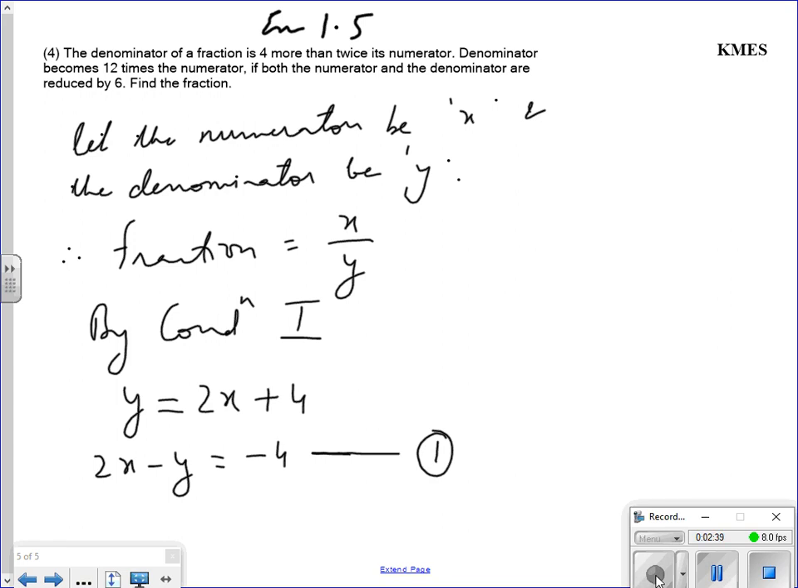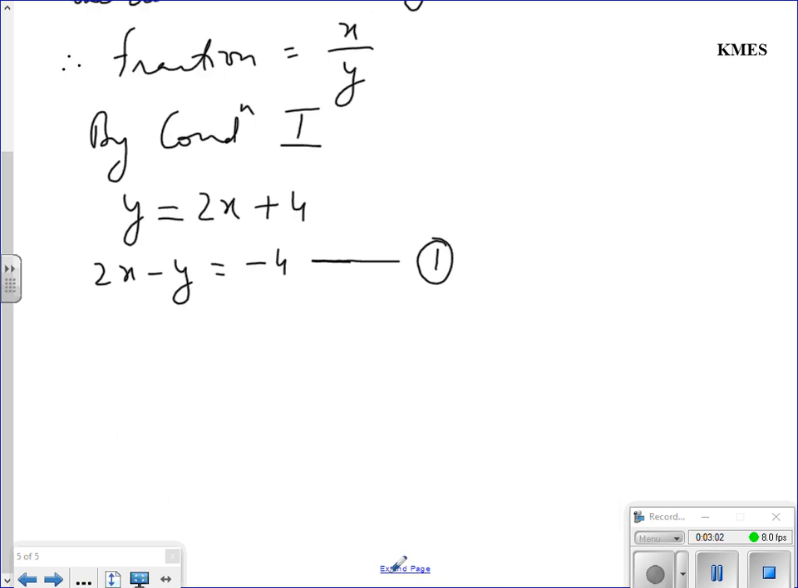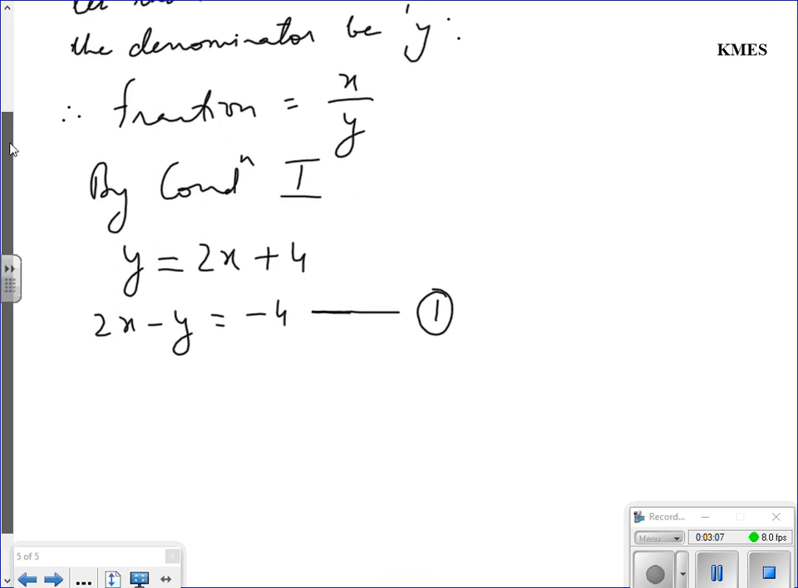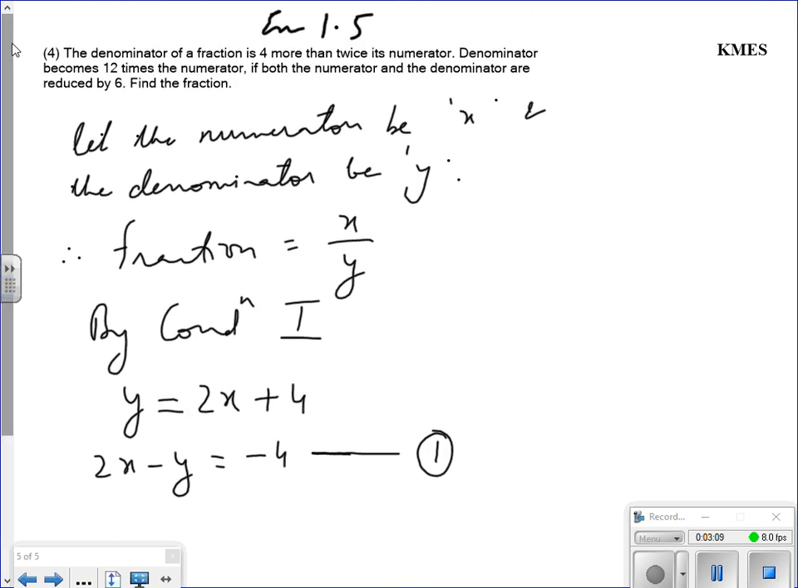Moving on to the second condition, which is: denominator becomes 12 times the numerator if both the numerator and the denominator are reduced by 6. So what does the condition say? Denominator becomes 12 times the numerator. Now, let's go back to the question again. Denominator becomes 12 times the numerator if both the numerator and denominator are reduced by 6.